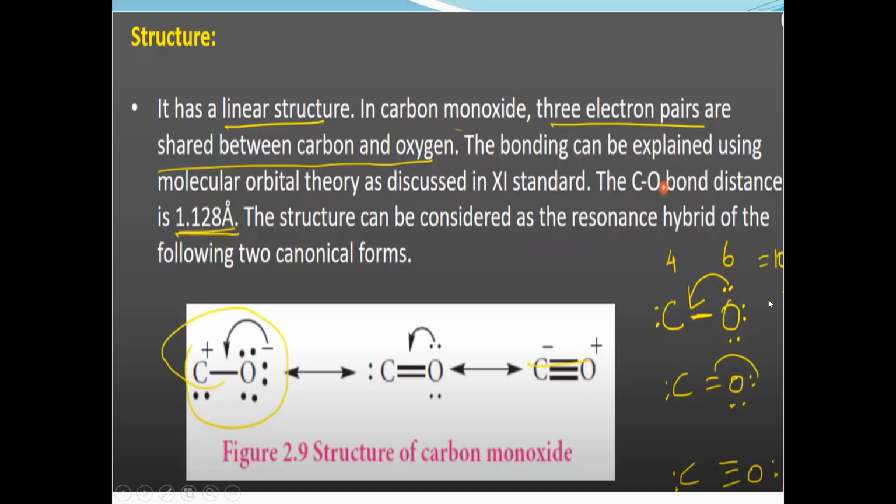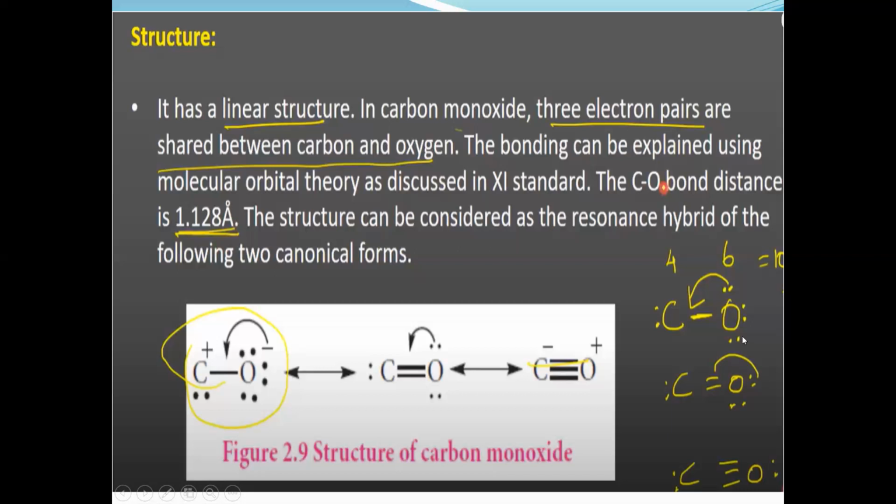We need to draw the electrons from the electronegative atom. Here the electronegative atom is oxygen. Already we drew one line, that is 2 electrons, so 8 electrons remaining. So 1, 2, 3, 4, 5, 6, 7, 8. So oxygen satisfies the octet rule. Now we need to satisfy the carbon. In the carbon, only 2 electrons are there. So we need to shift the electrons from the oxygen side.